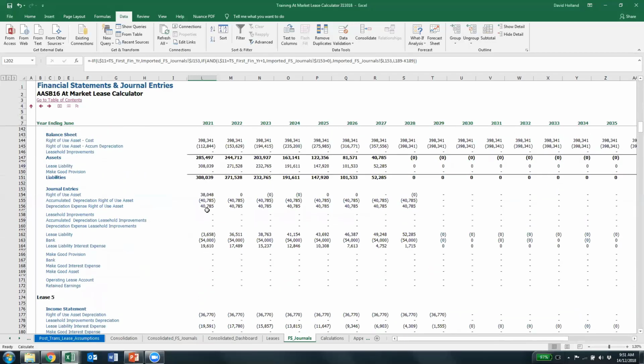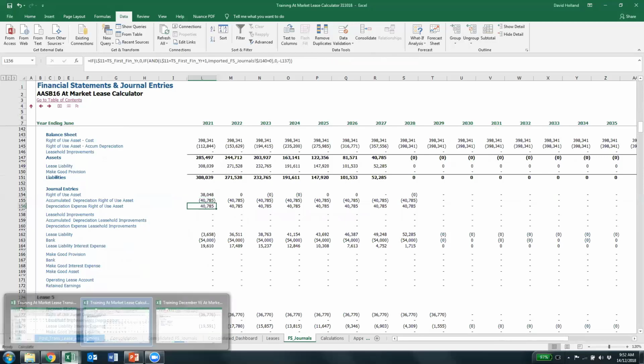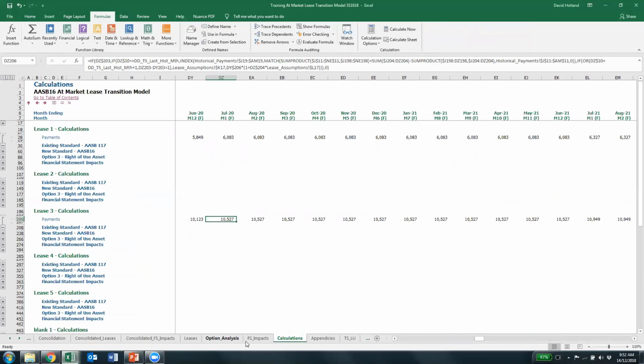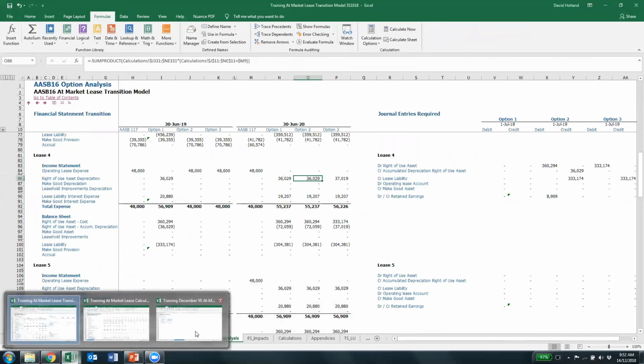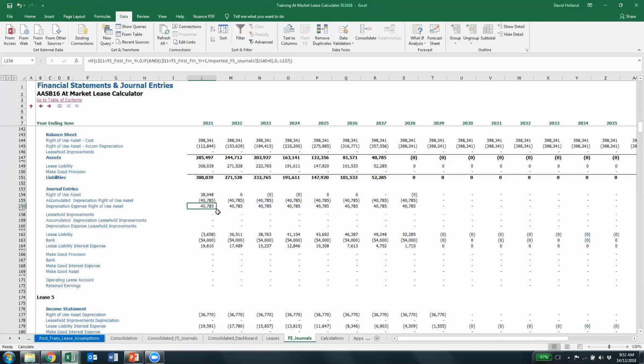I think the other important thing to note is that when you adjust the right of use asset, you need to adjust the depreciation. So if I went back to the transition spreadsheet and had a look at lease 4, you can see there that under option 2, the depreciation for the right of use asset is $36,029. Whereas in my calculator model, once I've increased the right of use asset, my depreciation has increased from that $36,029 to $40,785. So it's recalibrated your right of use asset as well so that it gets back to 0 in the final year.